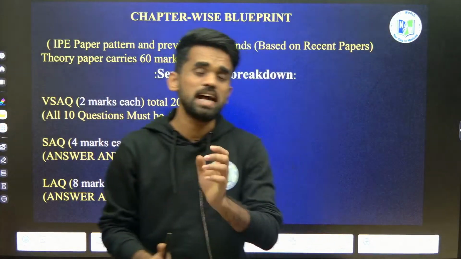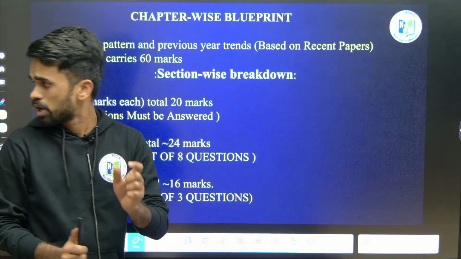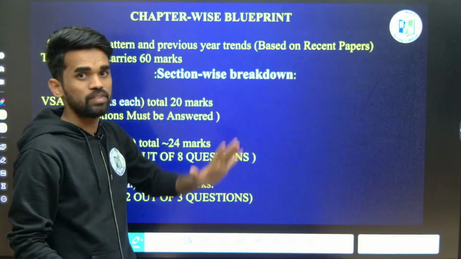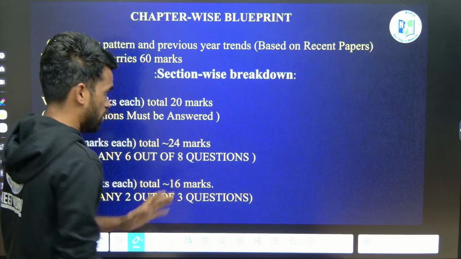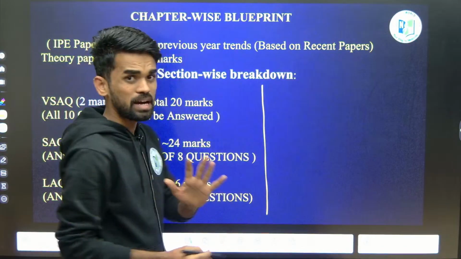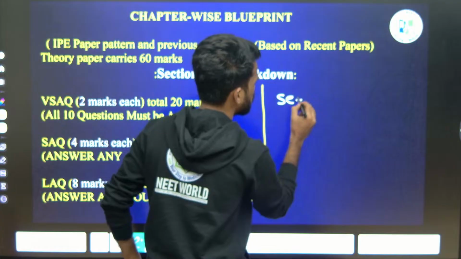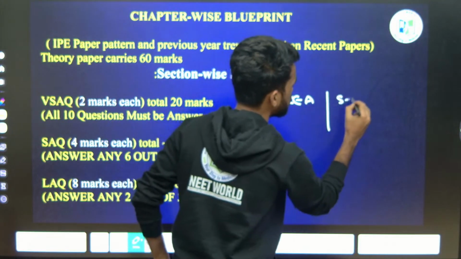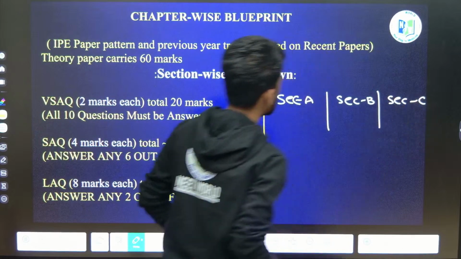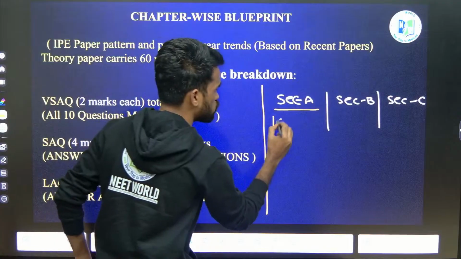First of all, let us understand the blueprint of our exam paper. Chapter wise blueprint will be given first. Let's understand the question paper pattern first. The question paper contains 3 sections: section A, section B and section C. In the first section we have 10 questions.